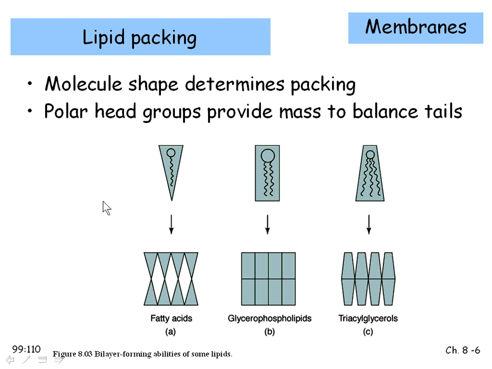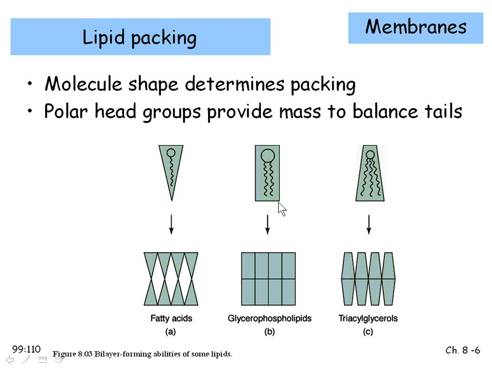Like everything else in biology, the shape of the molecule will determine the final structure. And we see this very much in the case of lipids. So if you look at the shape of, for instance, a fatty acid, its head group is larger in terms of the minimal space it can take up in its tail. And so fatty acids by themselves don't pack very well.